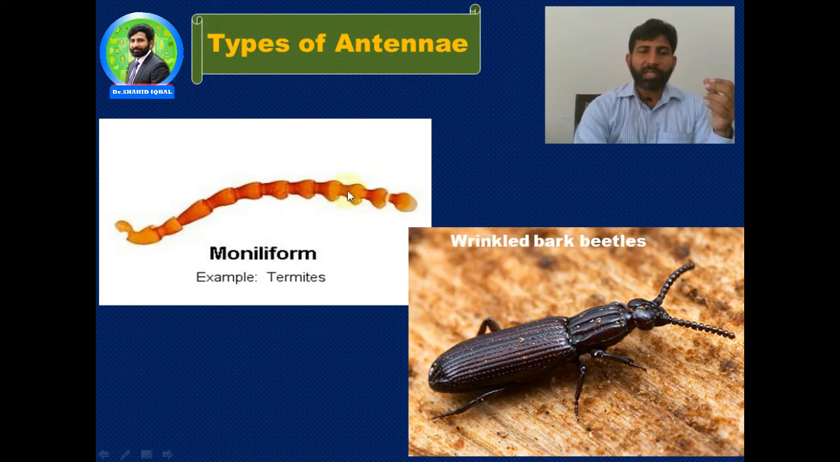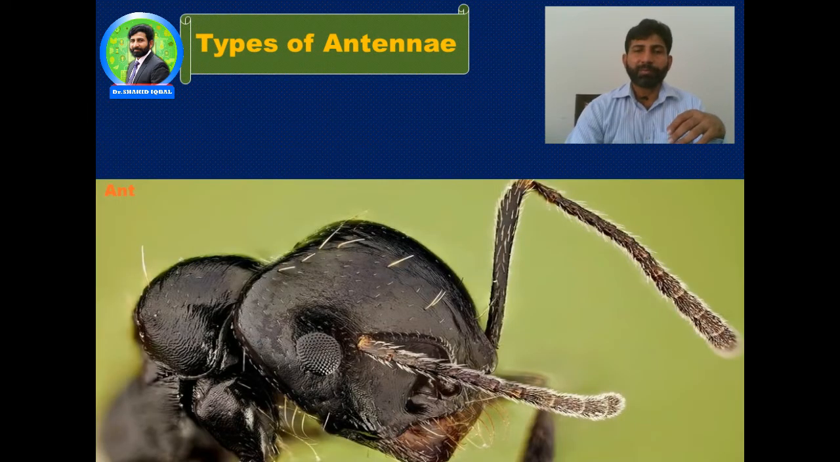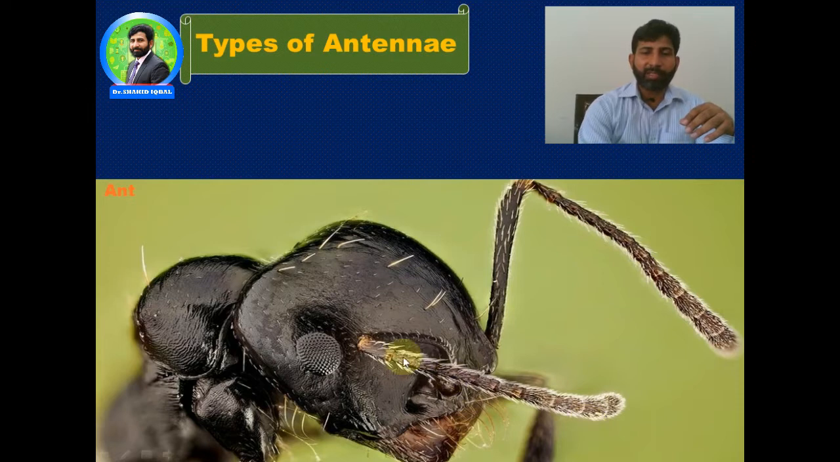Here you can check. This is the bead-like structure. This is called the moniliform. It is also present in the termites. This is a wrinkled bark beetle. Here you can look in a very clear and precise manner. This is a bead-like structure of the flagellum. Here are the ants. This is also the bead-like structure in the head of the ants.